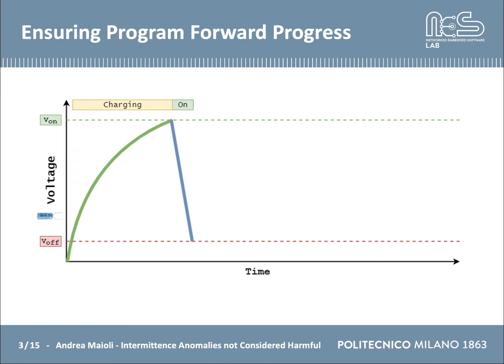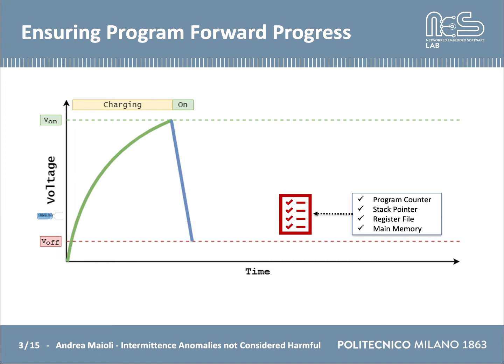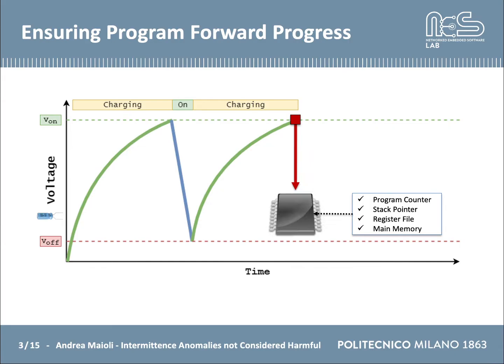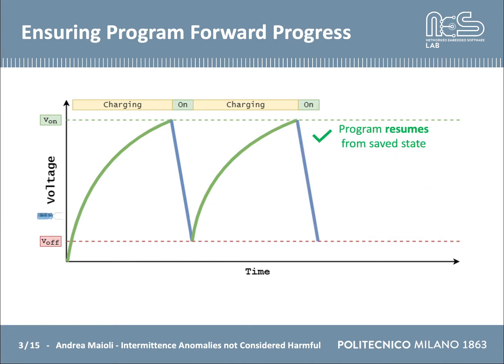To overcome this problem, during the computation, the device pauses the program execution and saves a copy of its volatile state into a non-volatile memory location, which is persistent across power failures. This copy is called checkpoint and includes the program counter, the stack pointer, the register file, and the main memory. Then, when the device restarts after a power failure, it restores the checkpoint and resumes the computation from where it stopped.